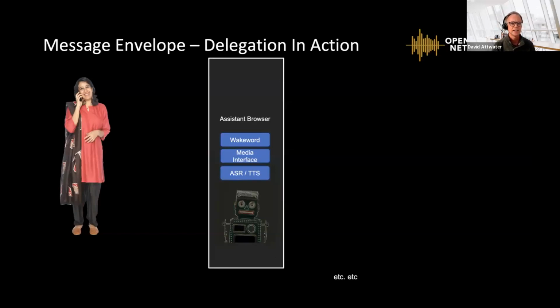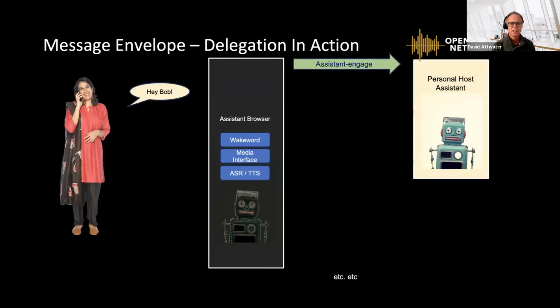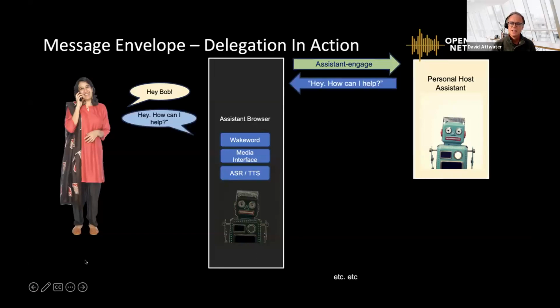So our user, next click please. A user will engage with the browser, and essentially let's assume this is a wake-up pattern. So they'll say something like, "Hey Bob." Our browser has got rudimentary capabilities to know that that's associated with personal host assistant A on the right here, and will send an engaged message. Next click, please. So the assistant engaged is enough for your agent through the universal API to say, okay, I don't know what it is that they want, so I'm just going to greet them. And the assistant browser then will appropriately render that up in the particular media channel to the user and ask how they can help. Next click, please.